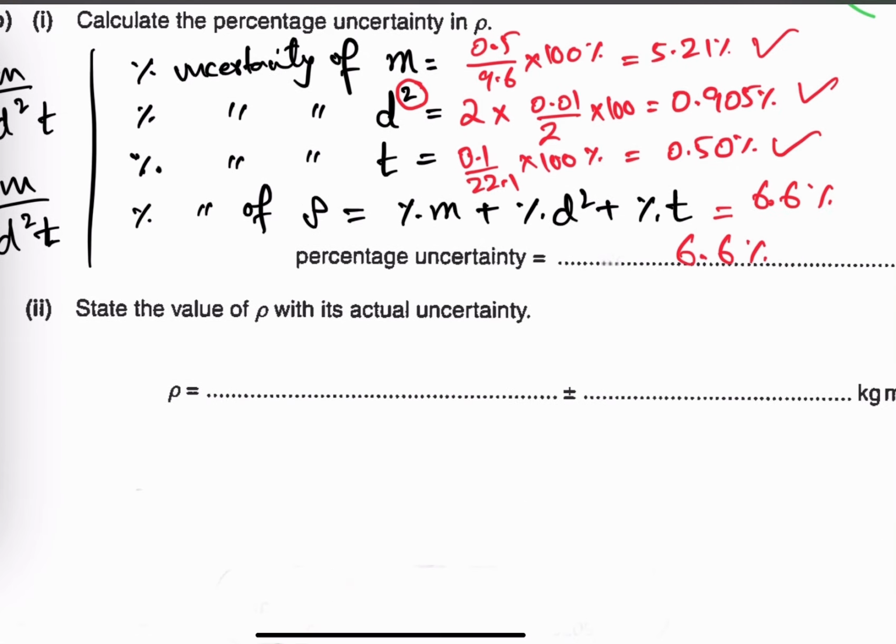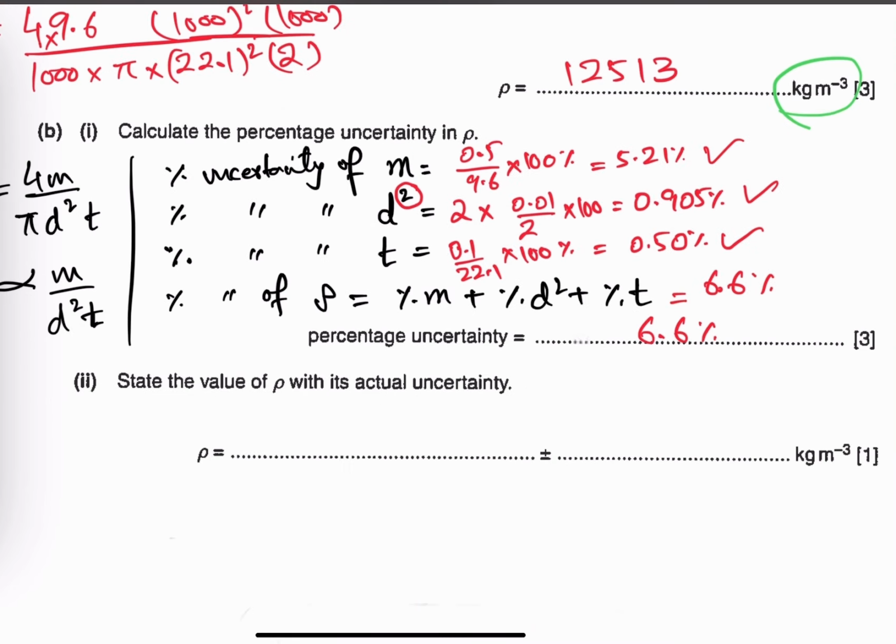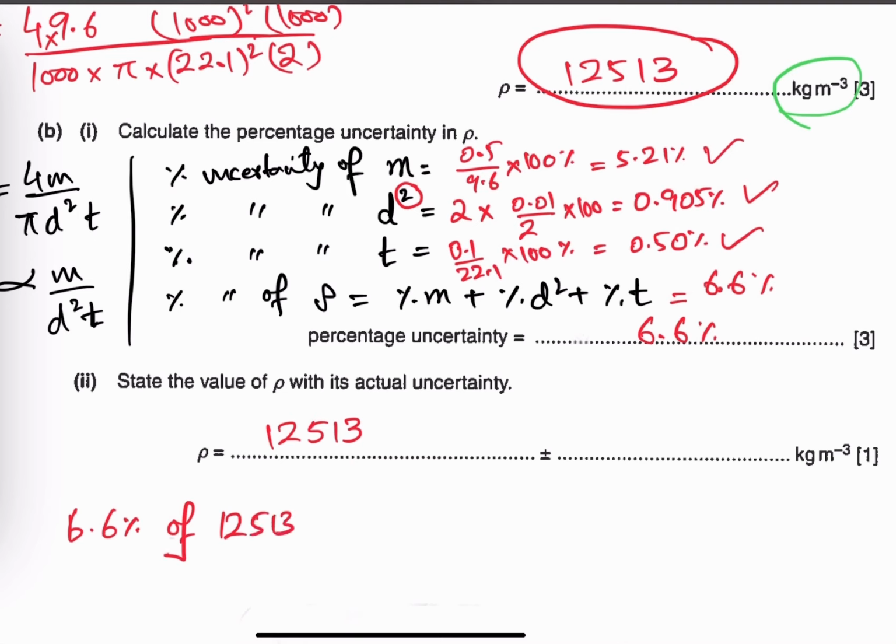At the end, state the value of density with its actual uncertainty. So we know that you have to find the actual uncertainty, and the value is already calculated, that is 12513. So we have to find 6.6% of 12513. That will be 6.6 multiplied by this number divided by 100. So this will be nearly 800. So your answer is 800.